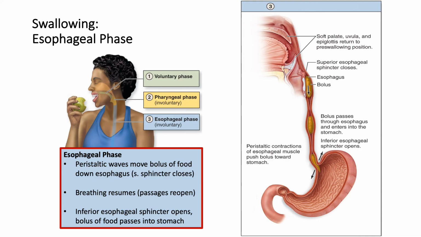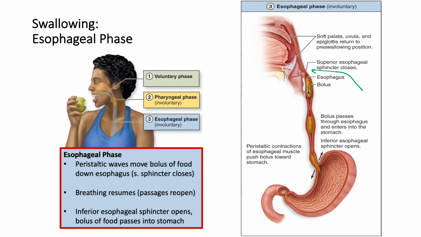The third and final phase of the swallow is the esophageal phase, and this is also involuntary. During this time, that bolus is going to move from the pharynx to the esophagus, and the presence of the bolus there is going to stimulate peristaltic contractions within the esophagus. The contractions move like waves to propel the food into the stomach, and we looked at that action a few slides earlier.